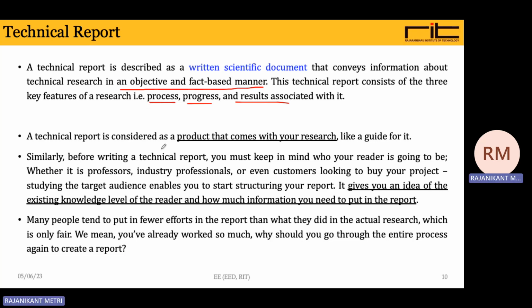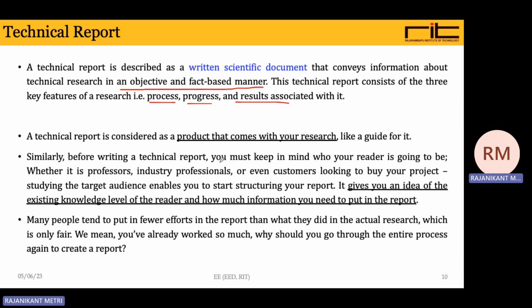A technical report is considered a product that comes with your research. So it is like a byproduct or the end result of your research work. A technical report is a product of your research, and it is used as a guide for the next researchers or for the next research work.